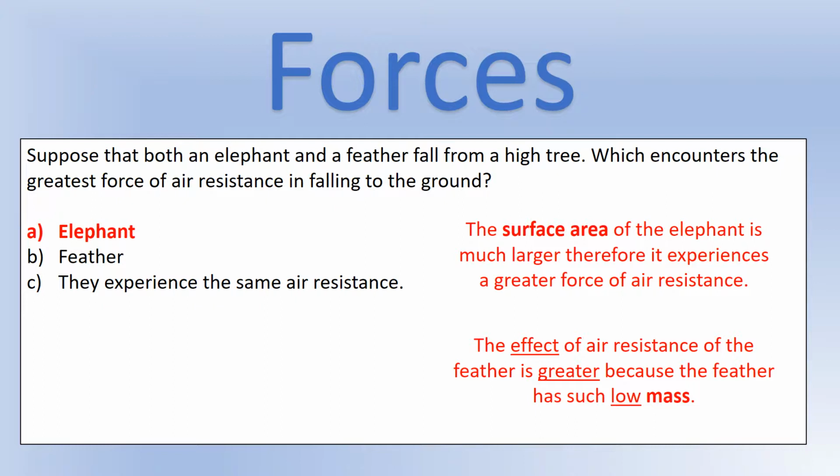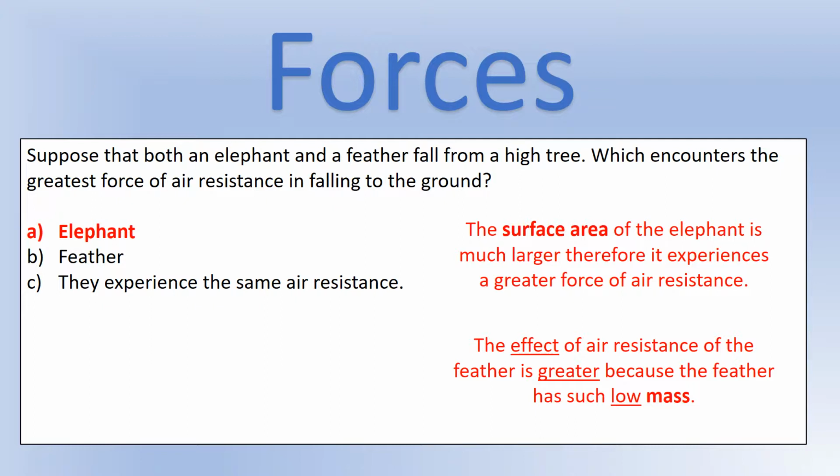However, what you see when you drop it is it appears that air resistance is affecting the feather more because you'll see the feather fall really slowly to the ground, whereas the elephant would just go whack straight into the ground. But it just looks like the force of air resistance is greater because its effect on the feather is considerably greater because the feather has such small mass. But the actual force itself would be much bigger on the elephant. It's just that its mass is so big, the effect of it is very small.